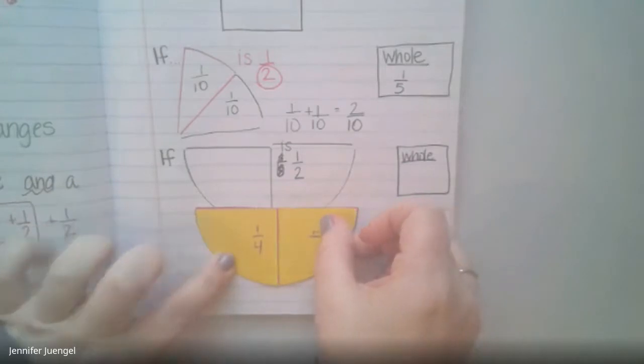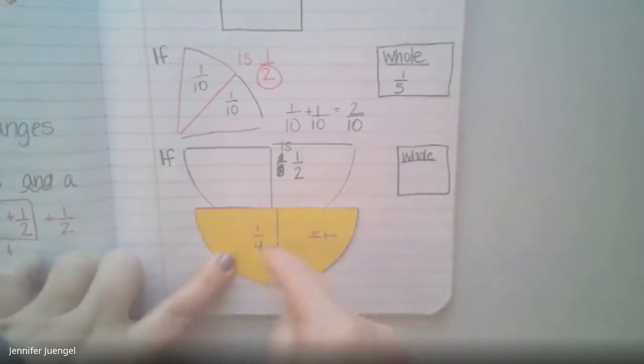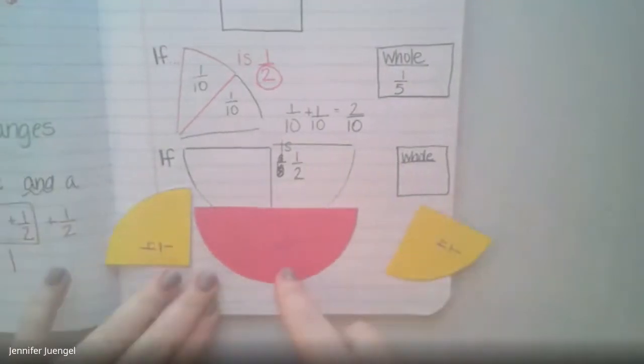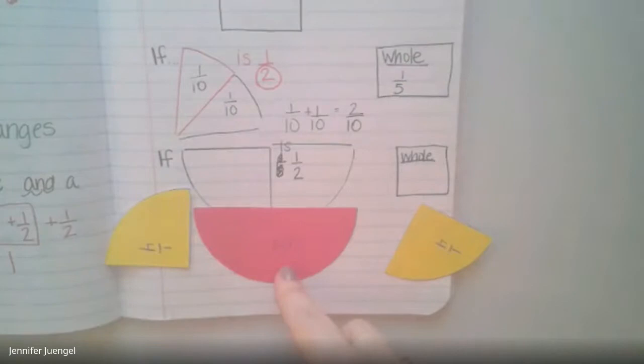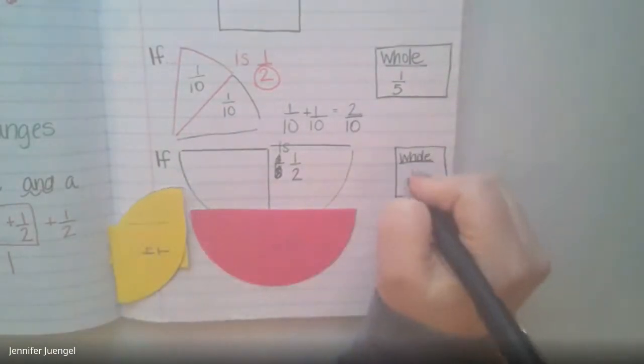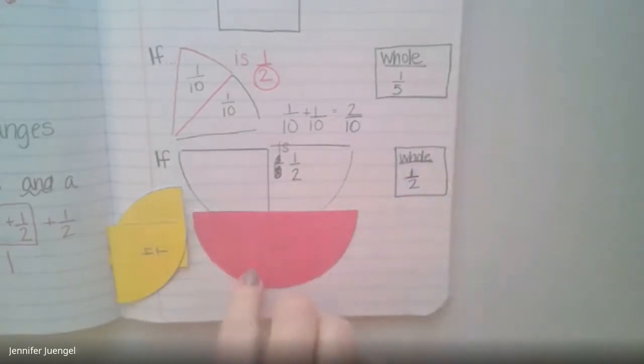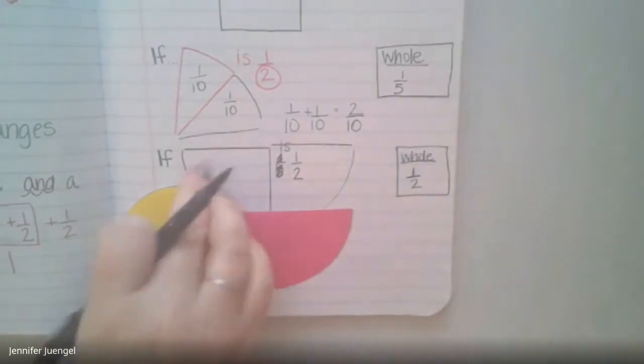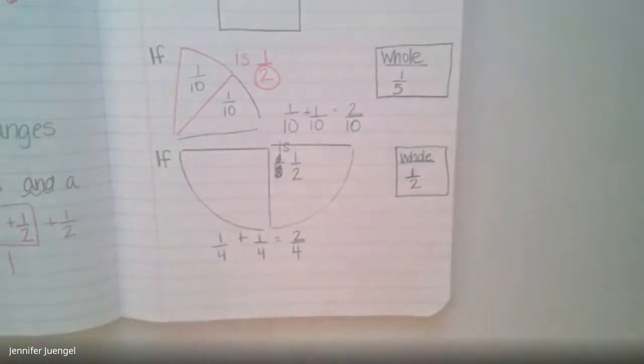So what makes the whole? When I put both of these pieces down, my 1 whole is the 1/2. So do you see? We're not filling up the red circle. We're filling up whatever makes the whole out of when we put these small ones together. Let's just try one more super quick, and then you're going to be off on your own.